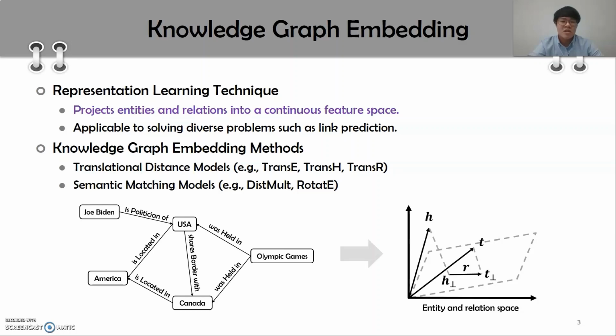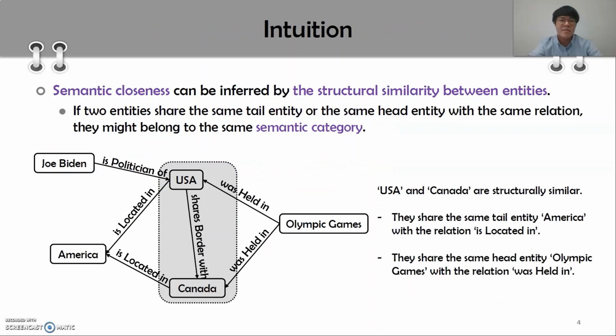Many approaches, such as translational distance models and semantic matching models, have been studied. However, most existing models do not consider a clustering structure of a knowledge graph, even though there exist many semantically close entities in a knowledge graph. We found that the semantic closeness can be inferred by the structural similarity between entities. For example, USA and Canada can be considered to be similar in this picture because they share the same head and tail entities with the same relations.